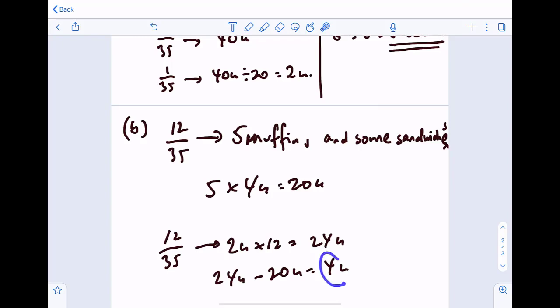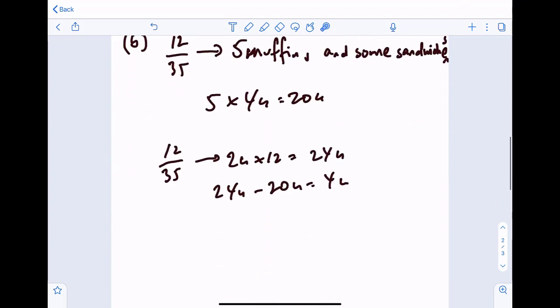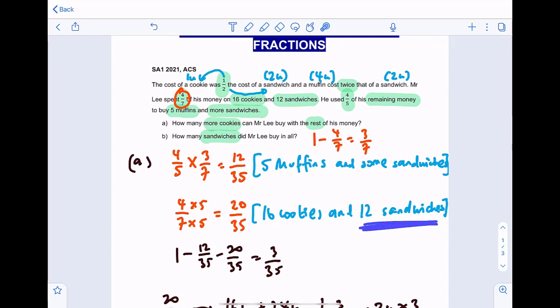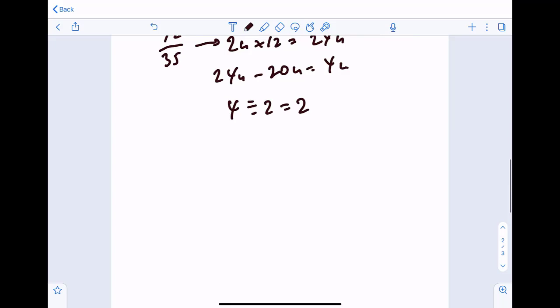And this, you put it for your sandwiches, which is 2 units each. So 4 units can buy you another 2 sandwiches. Don't forget, you already bought 12 sandwiches at the start, right? So how many sandwiches did this person buy in all? 12 plus 2, answer is 14 sandwiches.